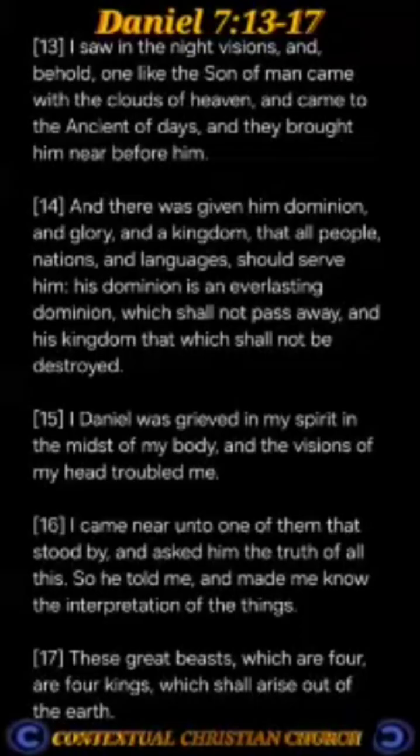Verse 9. I beheld till the thrones were cast down, and the Ancient of Days did sit. You're not keeping in context of what we read last time. What does the Ancient of Days sound like? Now it sounds like a person. The Ancient of Days did sit.